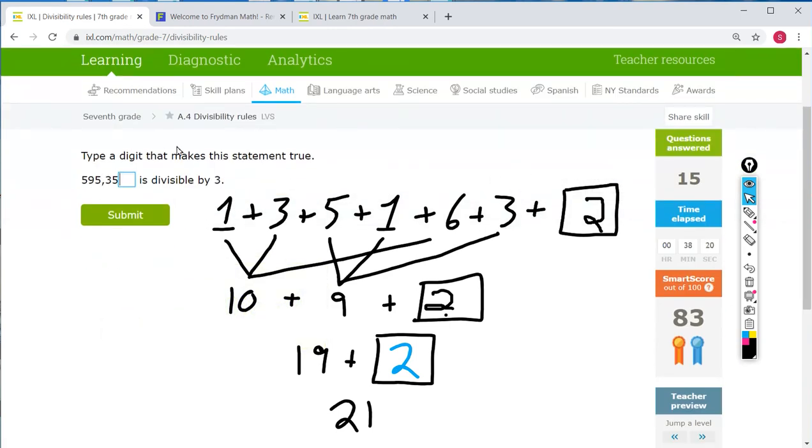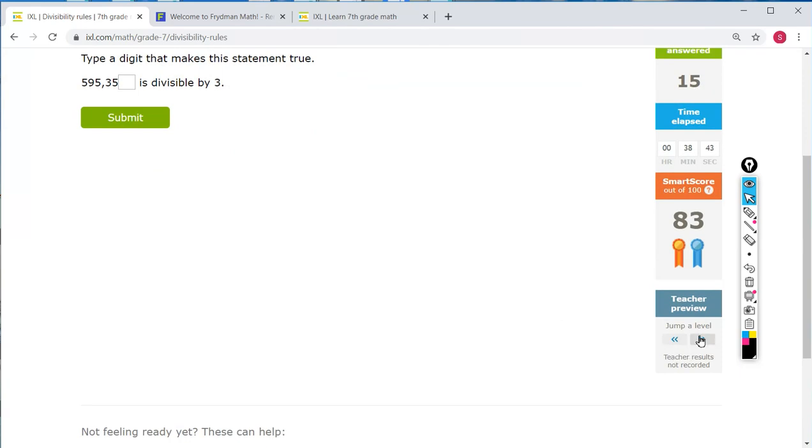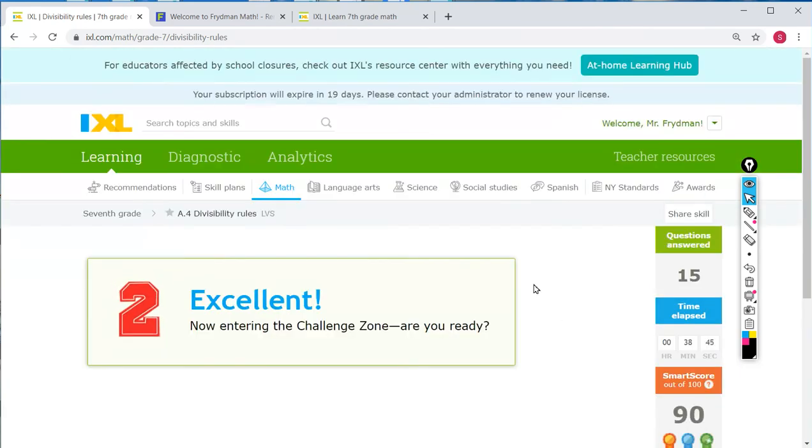All right, type a digit that makes this statement true. I think I'm going to skip this because we've done problems like this before. You have to add up these digits and then choose this number so that when you add it with all the other numbers, you get an answer which is divisible by 3, making your original number also divisible by 3. So I'm going to skip ahead to the next level.